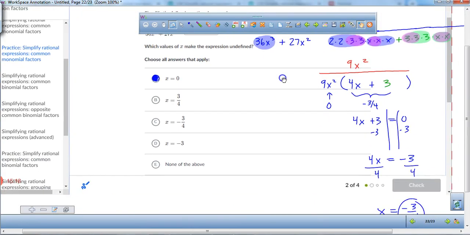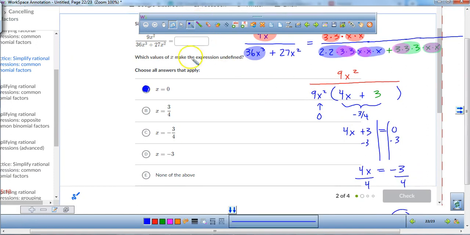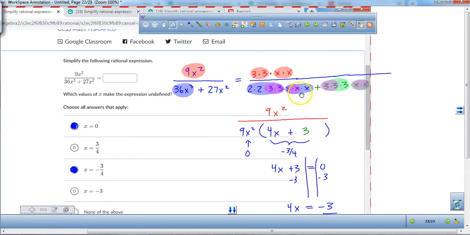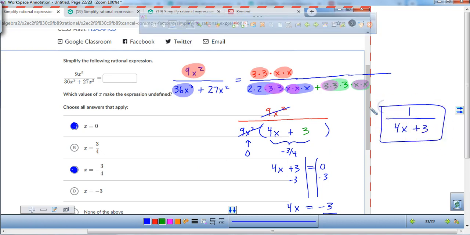So what is the fraction that I need? A negative 3/4. So my other answer is going to be this one right here, A and C. Now I got to finish simplifying. So hopefully you guys can see that this 9x squared is going to cancel out this 9x squared, and my final answer will be 1 over 4x plus 3. So that's what I'm going to type in. Where am I going to type that in? I'm going to type it in right here.